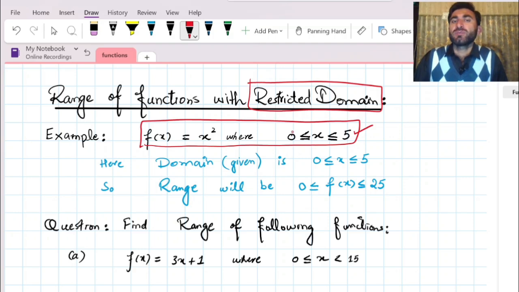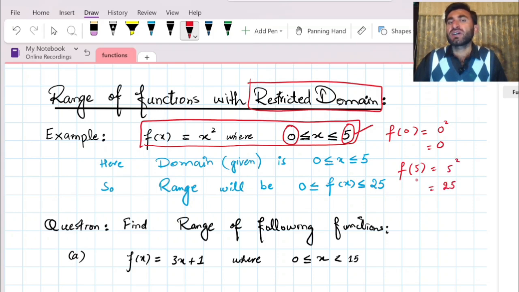Okay, so first we put the lowest value of x in the function, that will be f of 0, and we can see that it will be square of 0, that is 0. Then we put the terminal value of the function, f of 5, and the square of 5 is 25. That is why we can see that the range of the function is between 0 and 25. I will write it as 0 less than or equal to f of x less than or equal to 25, because the function was f of x. Now let's come to the question.